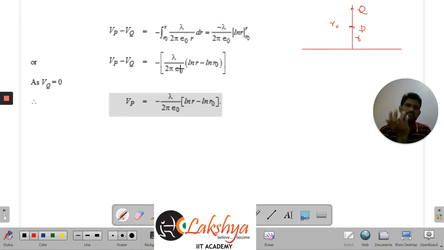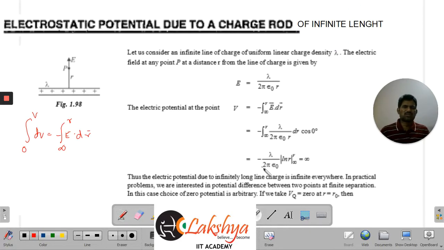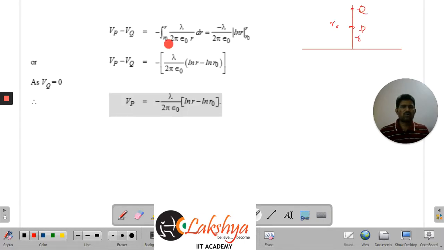Then again, same derivation, same as that of our previous calculation here. The only difference is the limits we are changing here. Instead of taking from infinity to R, we are taking here from R0 to R. So that is the only difference. Then again you will get minus lambda by 2 pi epsilon naught into ln R by R0. And this value we are writing as Vp minus Vq is equal to minus lambda by 2 pi epsilon naught into ln R minus R0 you may write.